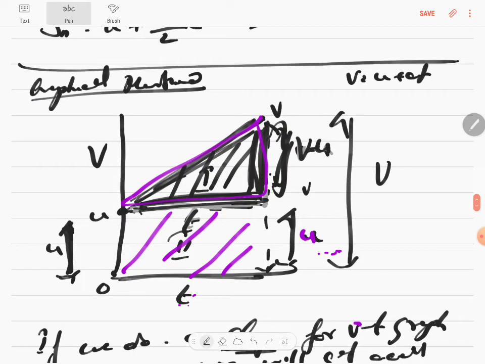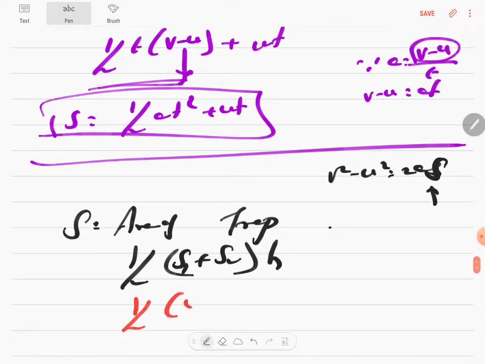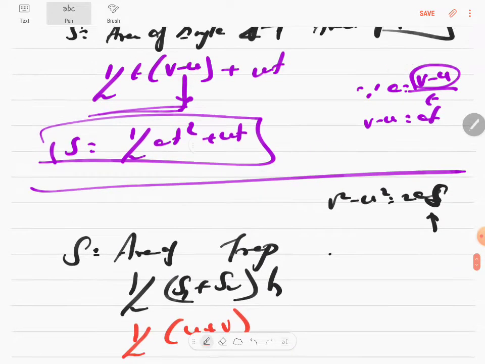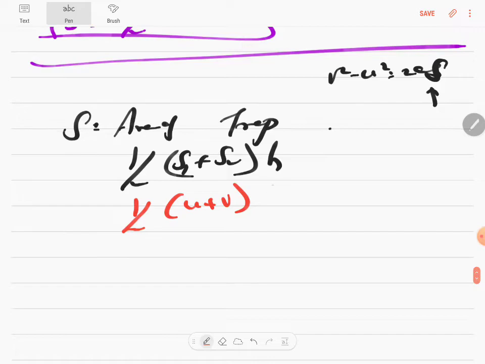The parallel sides, I am marking in red color, this is one side and this is another side. This itself is U and this itself is V, right? Can you see? So U plus V. So the area is half into the sum of parallel sides, U plus V, into the height, which is this height. This height is nothing but T. So half into U plus V into T.